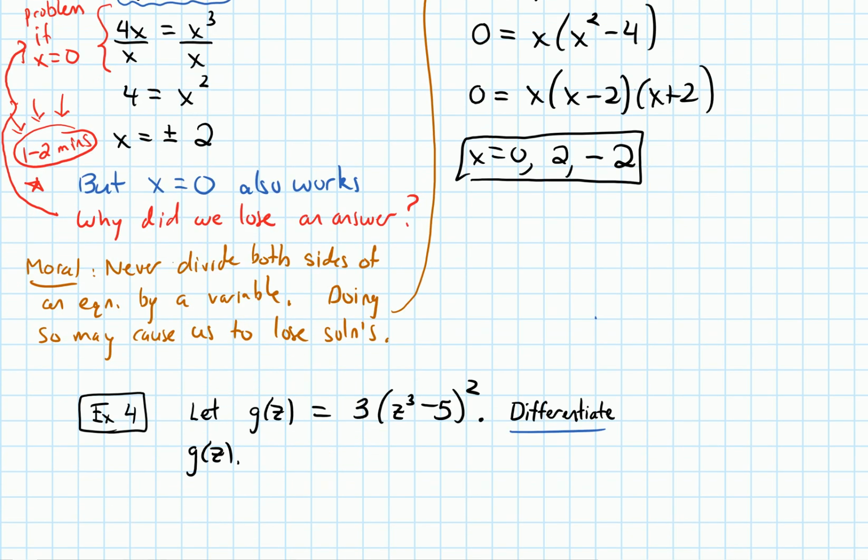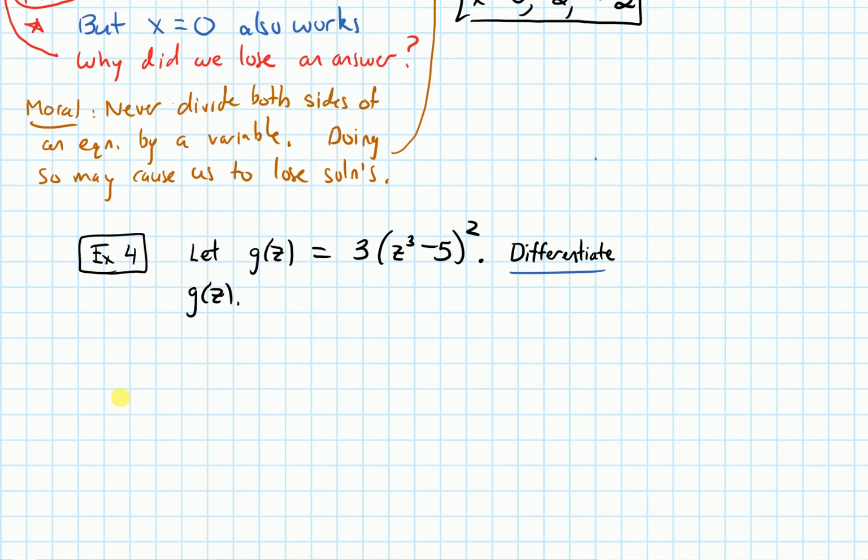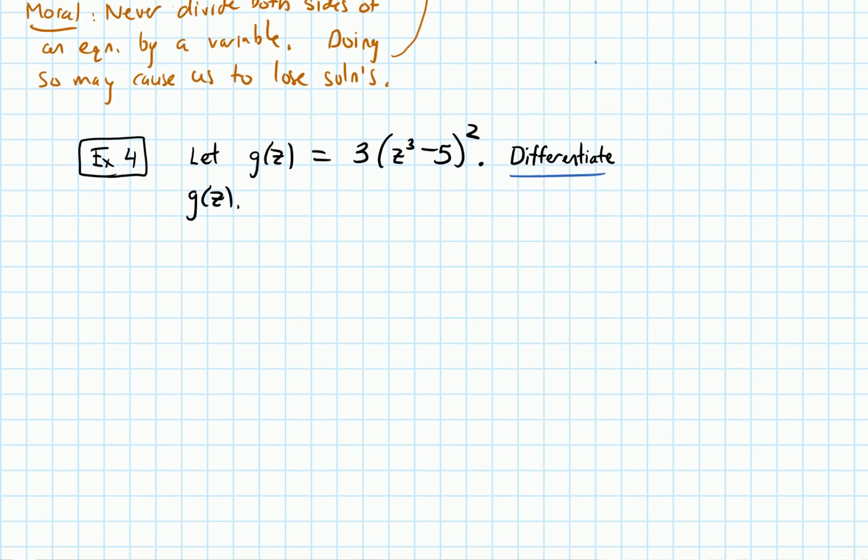So let's do one more example to wrap up this video. Okay, so let's let g of z be 3 times z cubed minus 5, that quantity being squared. Differentiate g of z. So differentiate is just a word that means take the derivative of. So we're taking the derivative of g of z.